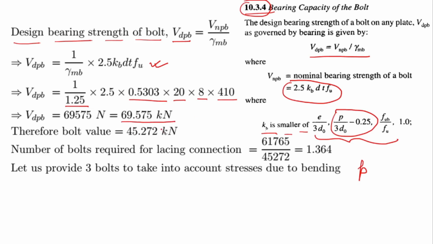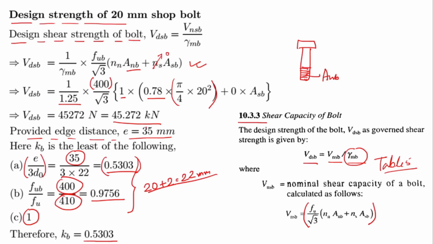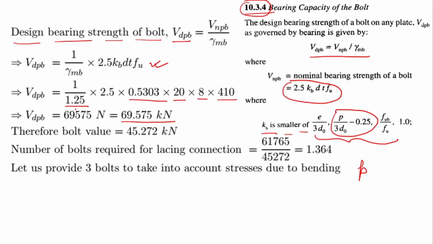So design bearing strength is calculated as 69.575. Between the two values, shear strength 45.272 and bearing strength 69.575, the shear strength of the bolt is the least one, so that will be used as the bolt value of the connection.